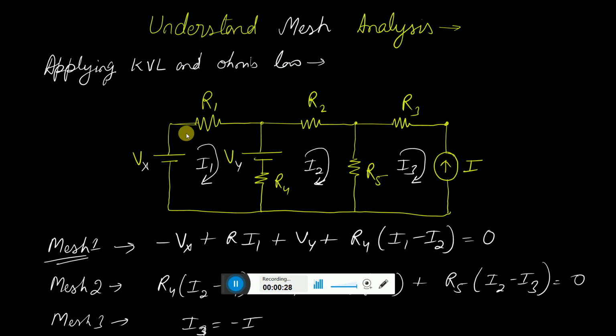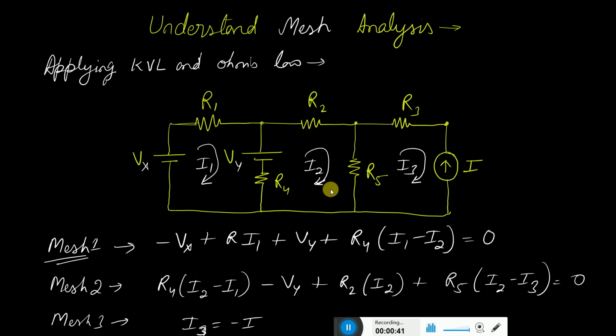In this example, R1, R2, R3, R4, R5 are the five resistors, and there are known Vx, Vy voltage sources and a current source I. This example is solved using mesh analysis. The network is divided into three independent meshes: mesh 1, mesh 2 and mesh 3. In mesh 1 we are assuming the clockwise direction, here also clockwise, and here also clockwise.